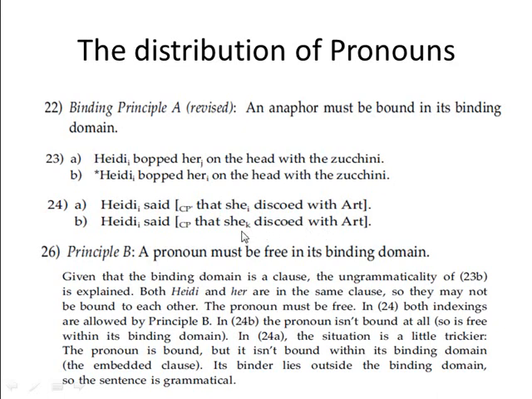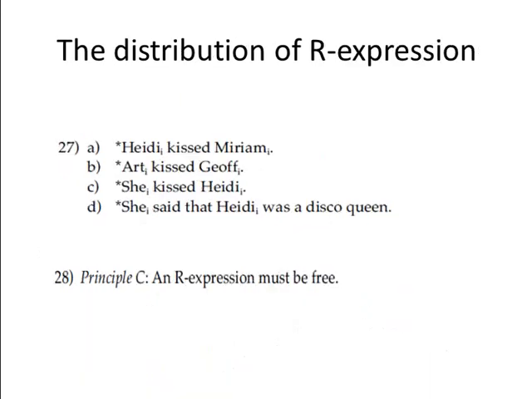Discussed with Art. Here, "she" can refer to Heidi or to someone else. It's okay for a pronoun. So a pronoun is free in its binding domain. It can refer to the previous clause or to another clause. So that's the difference in the distribution of pronoun and anaphor.